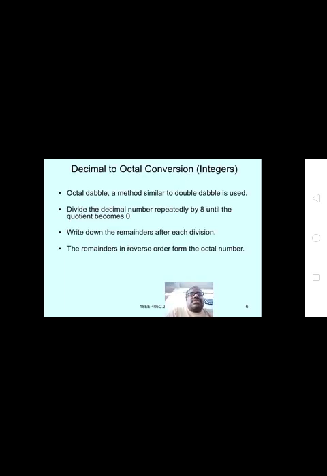Decimal to octal conversion. For octal, a method similar to double dabble is used. Divide the decimal number repeatedly by 8 until the quotient becomes 0. It is also simple. Here the base is 8, so we divide repeatedly by 8. In the previous one, the binary base is 2, so we divided repeatedly by 2 until the quotient becomes 0. Write down the remainders after each division. The remainders in reverse order form the octal number.